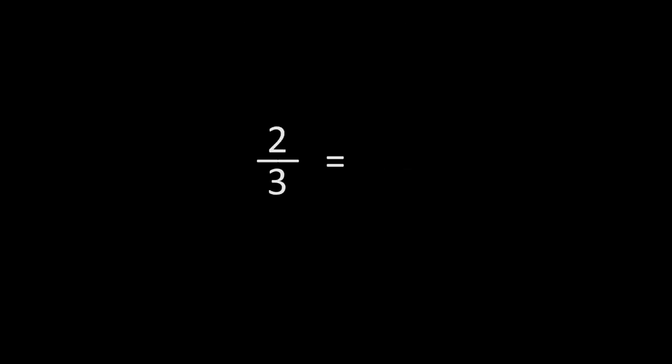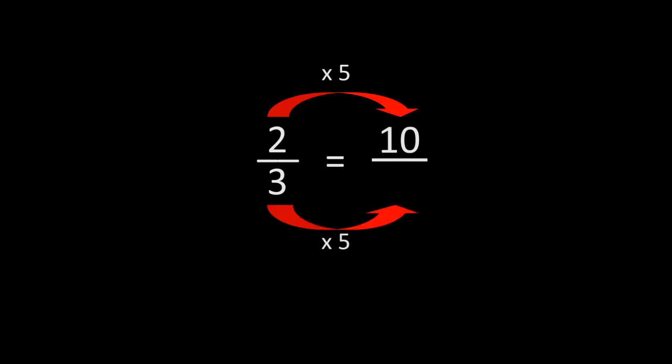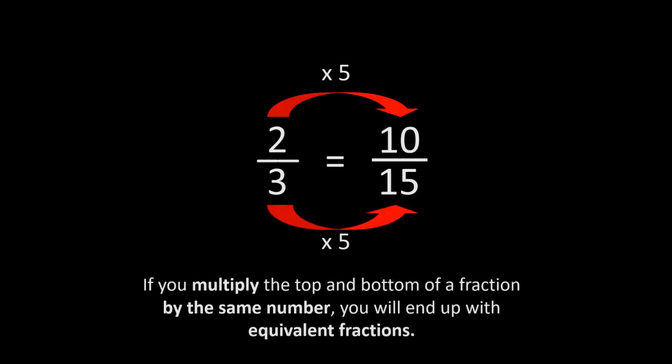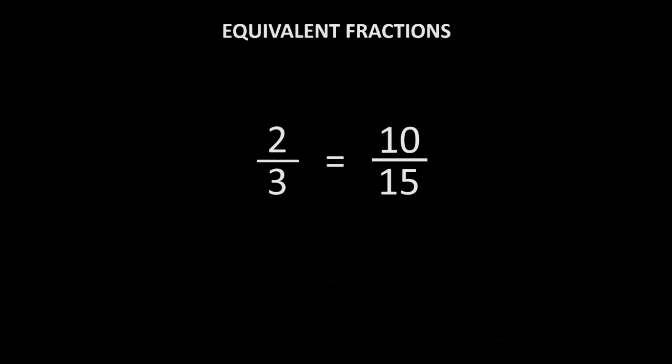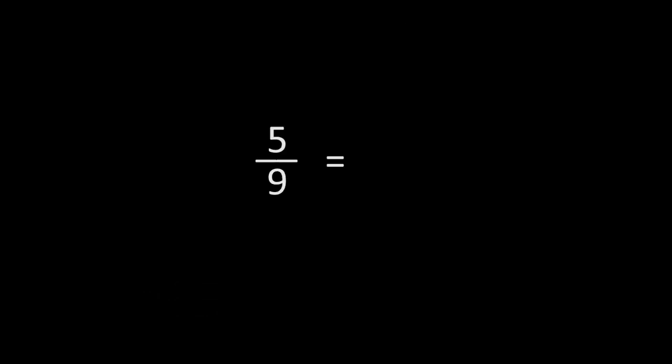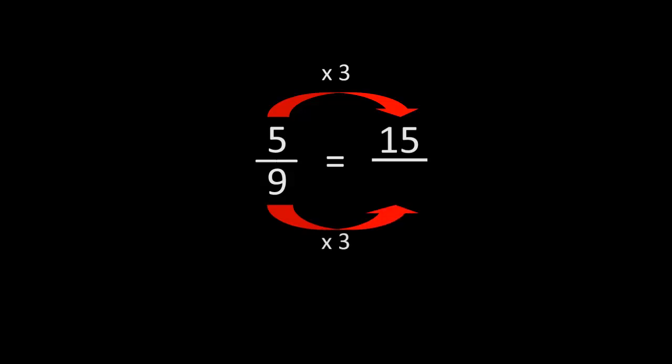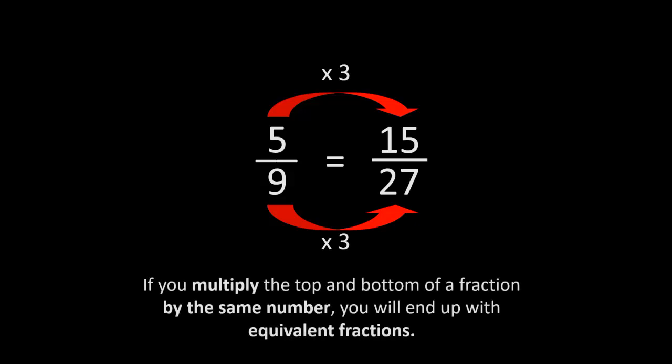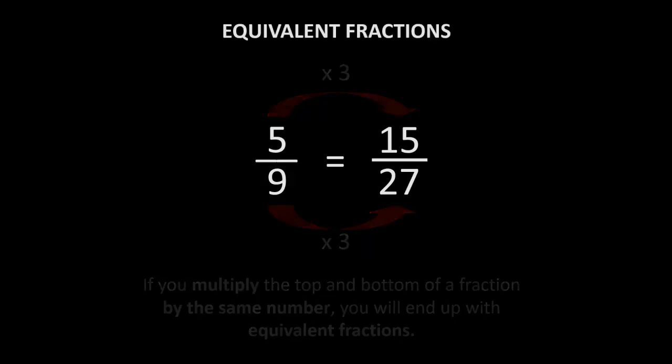Let's have a look at 2/3. What if we take that top number and multiply it by 5? That'll give us 10. And as long as we do the same to the bottom, multiply by 5 to give us 15, we've got equivalent fractions. So 2/3 and 10/15 are equivalent fractions. They represent the same amount. Let's try one more, 5/9. If we multiply the top by 3, we get 15. And if we do the same to the bottom, multiply by 3, we get 27, and those two fractions represent the same amount. There are different numbers, but they are the same amount, and so they are called equivalent fractions.